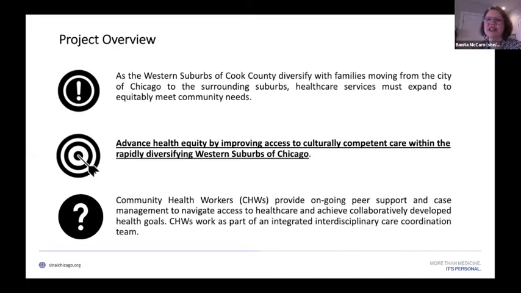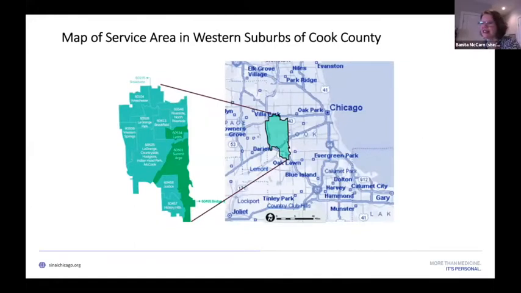There are many components to this project as a whole, but today we'll focus on the evaluation of this initiative and how we approached it with an equitable lens. Our project encompasses the areas outlined here in green in the western suburbs of Chicago and Cook County, serving 18 community areas with a population of over 171,000 and encompassing 42 square miles.